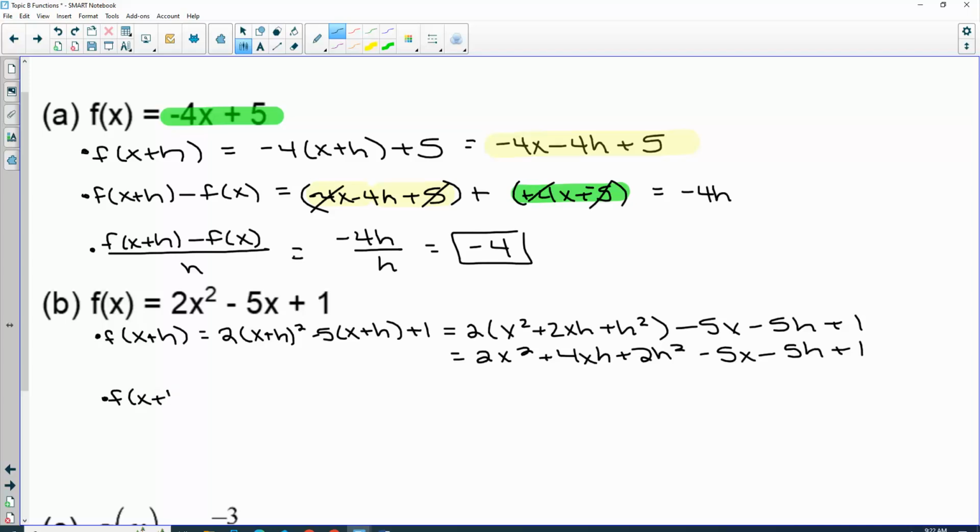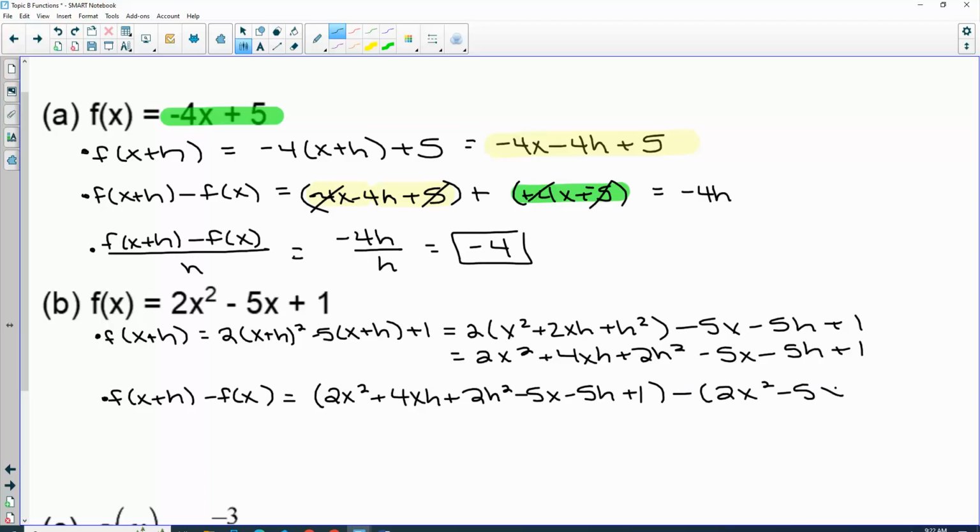Second, we do the f of x plus h minus f of x. So that's the answer we just got, that whole big thing. Minus what we started with. So if you distribute your negative, 2x squared and negative 2x squared cancel, positive and negative 5x cancel, positive and negative 1 cancels. So we just have 4xh plus 2h squared minus 5h.